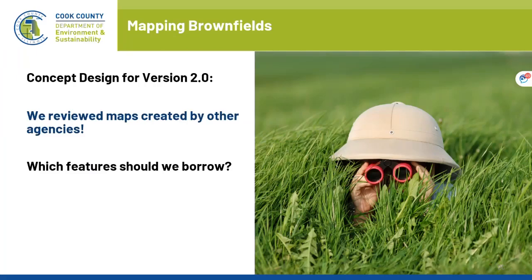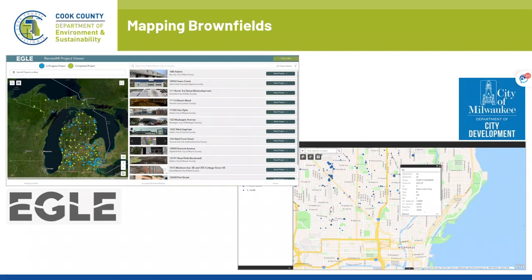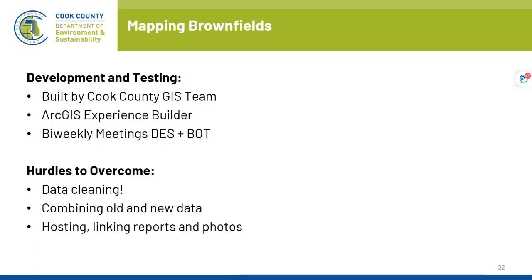How did we decide what we wanted? We reviewed other maps created by other agencies for their brownfields. It was interesting to see how different groups have done this. We've got EAGLE, that's the Michigan Department of Environment, Great Lakes and Energy. They have their brownfields plotted there to the left. And then on the right-hand side, that's the city of Milwaukee, which has a really robust brownfields program, and just kind of how they went about plotting all of their brownfield sites.